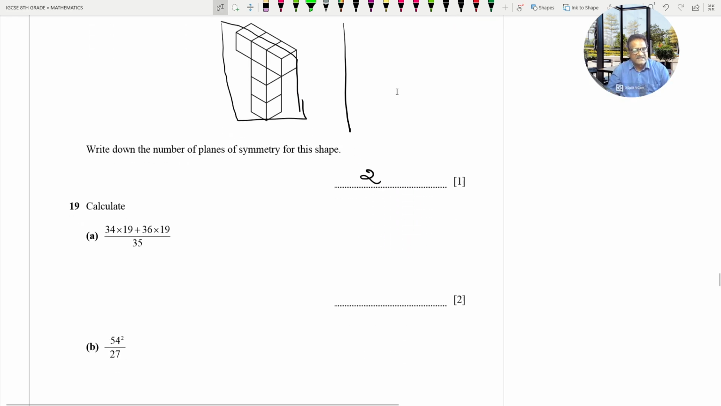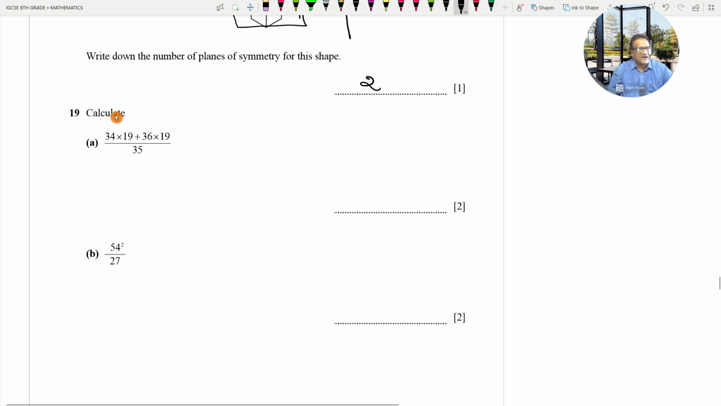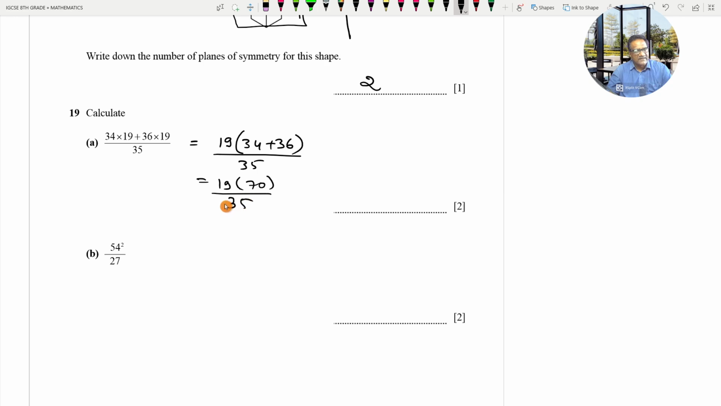Question number 19 is to calculate this. To calculate this, you can say this is 34 into 19 plus 36 into 19 upon 35. So let me work it out. I'll take 19 common out. And I can write here 19 times 34 plus 36, divided by 35. Now 34 plus 36 happens to be 70, upon 35. This 35 and this 70 will cancel and you will get 2. So the answer will be 19 times 2, which is nothing but 38. So the answer is 38.